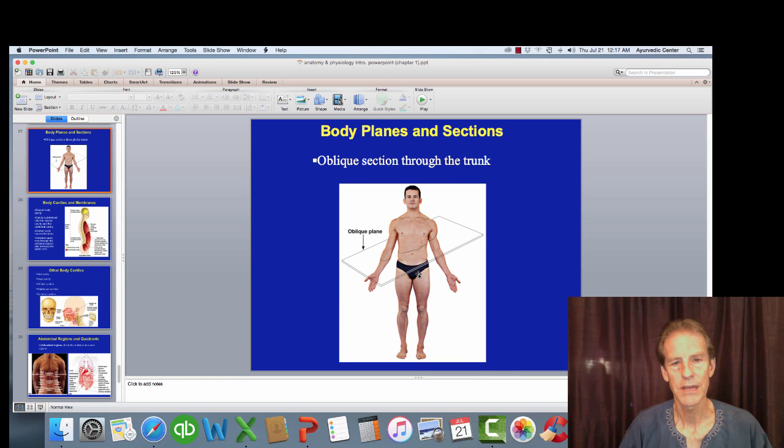And an oblique section through the trunk, so you can name an oblique plane. This might be used in forensics to describe the trajectory of a bullet or a slice of a wound, but not so much in anatomy.